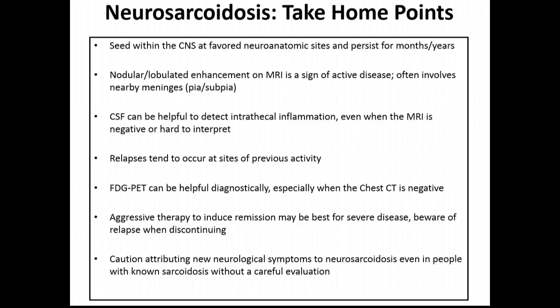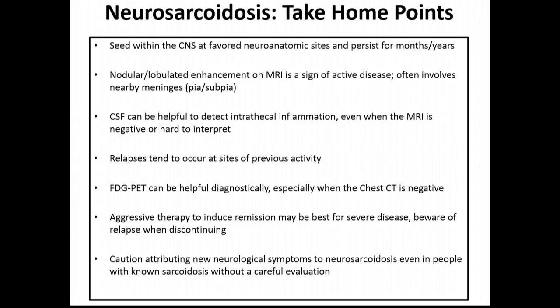So in summary, neurosarcoidosis tends to seed in the CNS at favored neuroanatomic sites, and it can persist and contrast enhance for months to years at a time. This pattern on MRI of this nodular lobulated enhancement, often with PEEL involvement, is characteristic. CSF can be particularly helpful. Remember, glucose can be low. CSF can be positive, meaning inflammatory, even when MRI is negative. That's, I think, just a sensitivity issue of leptomeningitis on MRI. Relapses tend to occur at sites of previous activity.